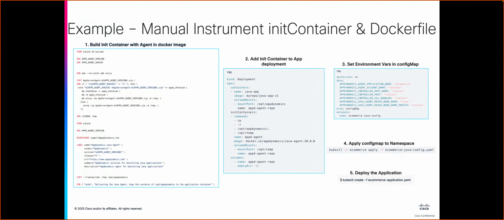So now when we're talking about deploying the APM agent, this is an example of manually instrumenting an init container and Docker file. So now you would first build the init container with the agent in the Docker image. This is an example of one. You can pull one down from one of the repos or the .ios, or maybe you have a local repo for it. And then you would add the init container to the app deployment. As you see here, it's in the YAML format.